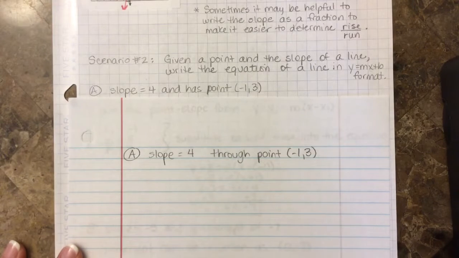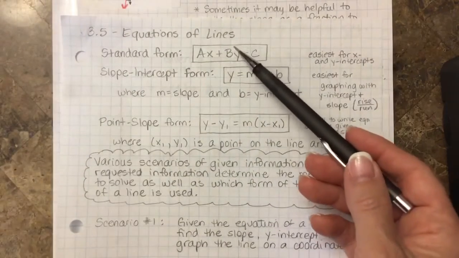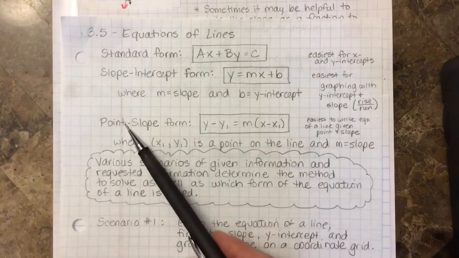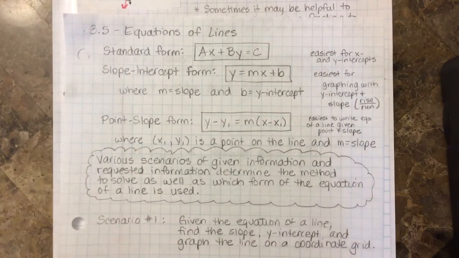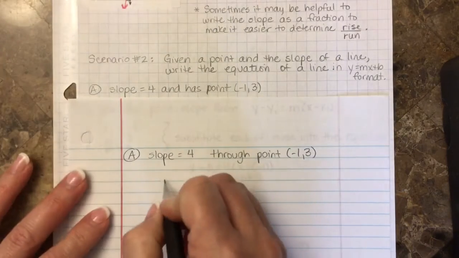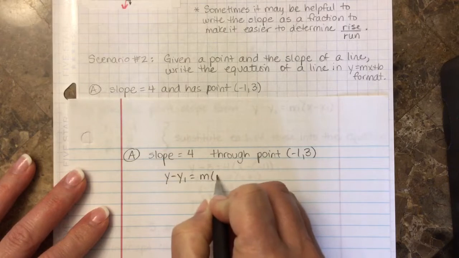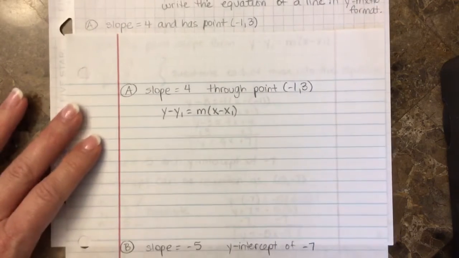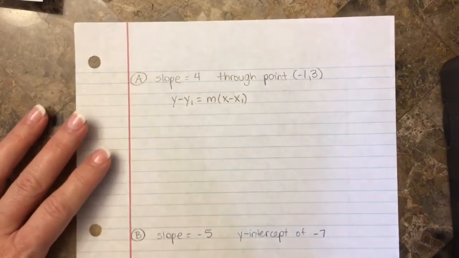So here we have a slope of 4, and here we have a point. Now, remember we have various forms of the equation. So I wouldn't use this one. I wouldn't use this one. I would use this one because we have a point and we have a slope, and we can just plug it right into this equation. All right, so y minus y1 is equal to m times x minus x1. Again, this format is just here to help us write the equation of the line.